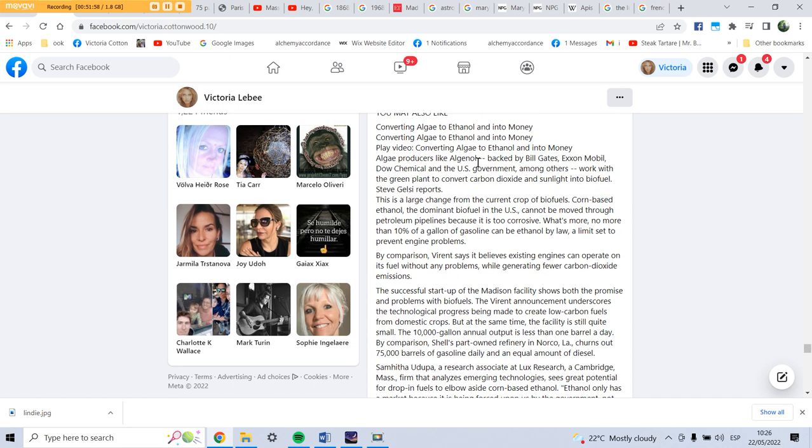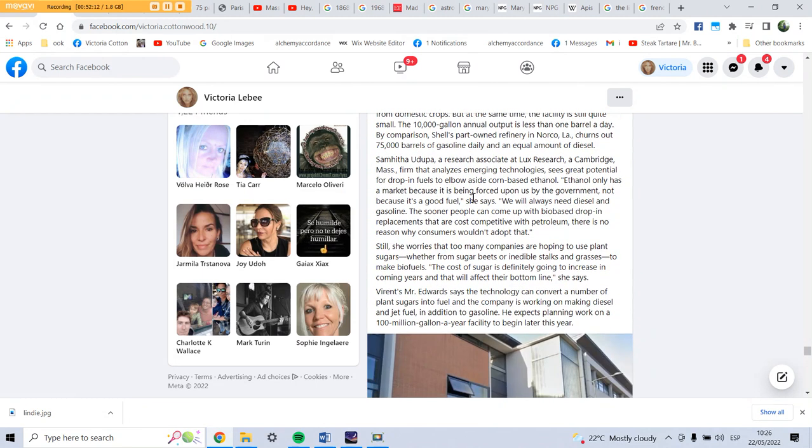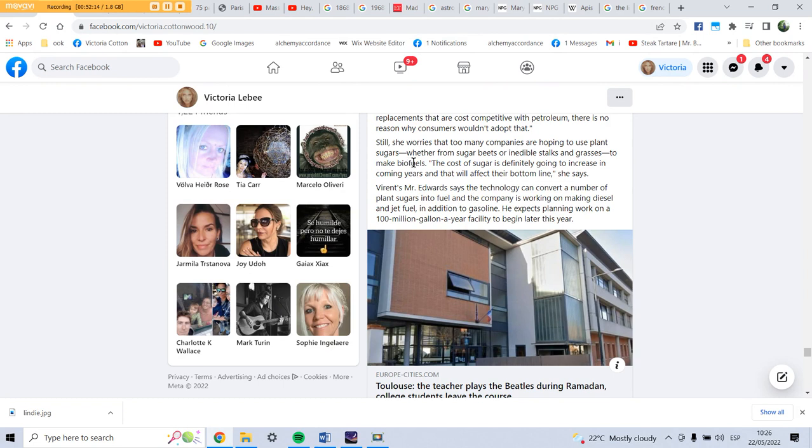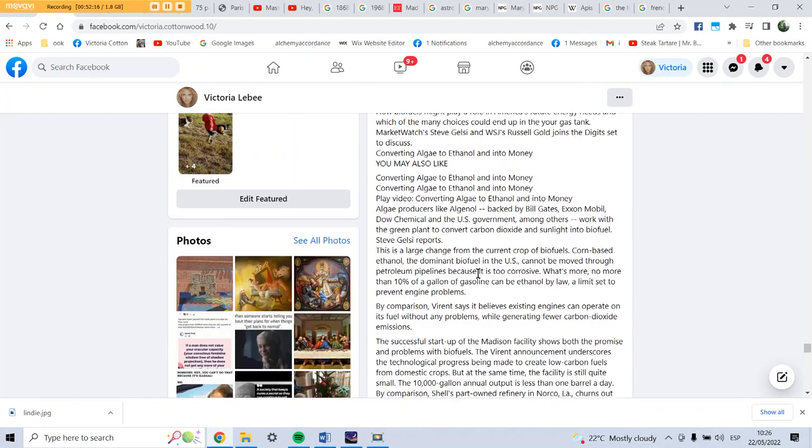Algae producers like Sapphire, backed by Bill Gates, ExxonMobil, Dow Chemical, and the US government, among others, work with the green plant to convert carbon dioxide and sunlight into biofuel. So, you know, look into that. It's all about bringing up Beetlejuice.